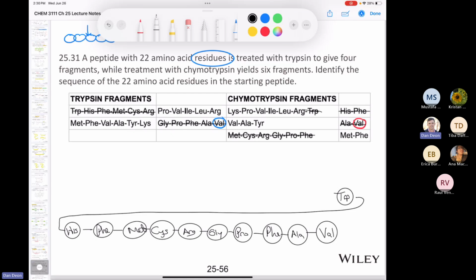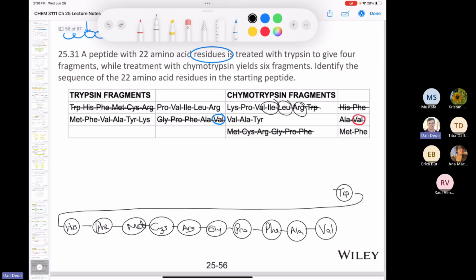So I know before the tryptophan, it must be arginine, leucine, isoleucine, valine, proline, lysine. So I can put all of those. There's 6 of them. So I have my tryptophan. Then I have arginine, and then leucine. My spheres are getting more oval shaped as I move along here. Then isoleucine, then valine, then proline, and then lysine. So lysine, like that. I can cross all those off.